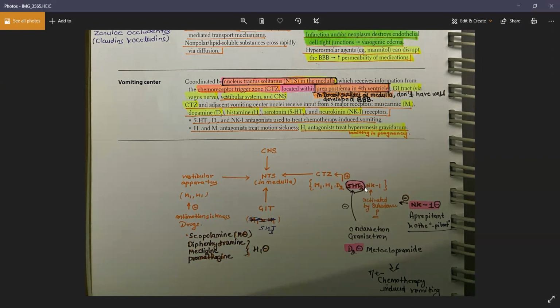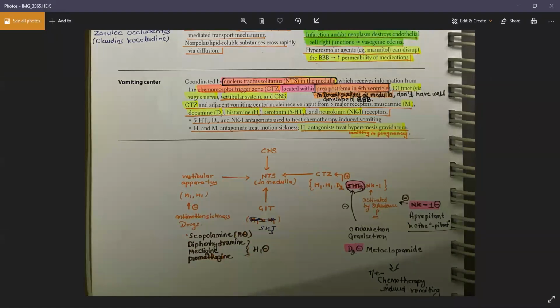If you give the patient an NK1 inhibitor, which you guys already know, substance P, right? And aprepitant, remember? Substance P inhibitor, aprepitant, we have discussed it in the GA section. You will get relief from the vomiting because of that. The D2 inhibitors like metoclopramide, you will get relief from the chemotherapy-induced vomiting. So do remember the CTZ, your stomach, your vestibular apparatus, and the brain, they all send impulses to the medulla, which is the nucleus tractus solitarius.